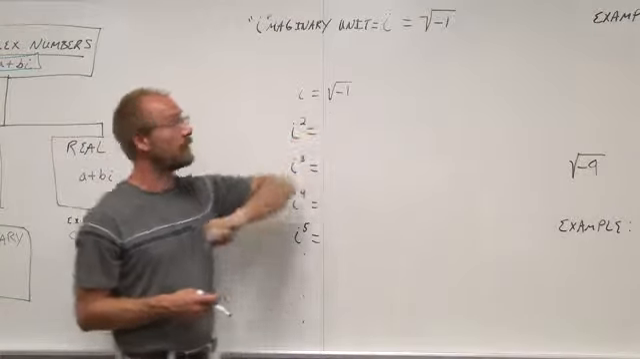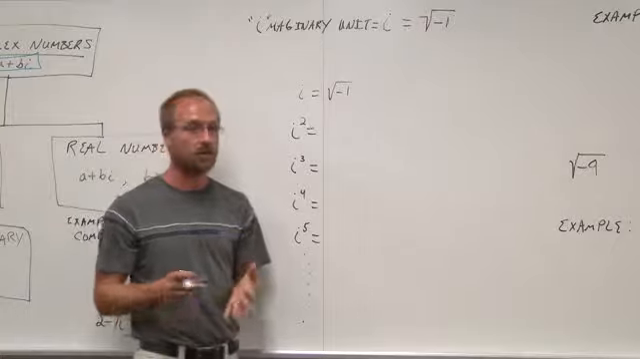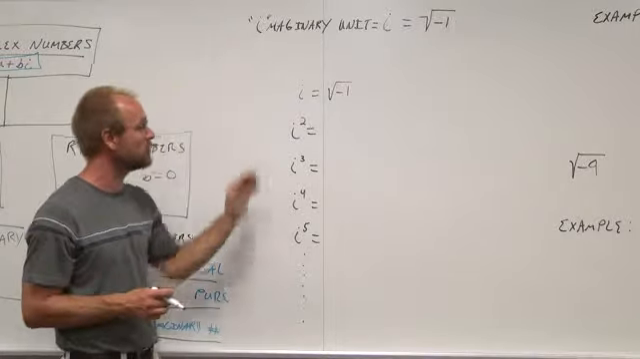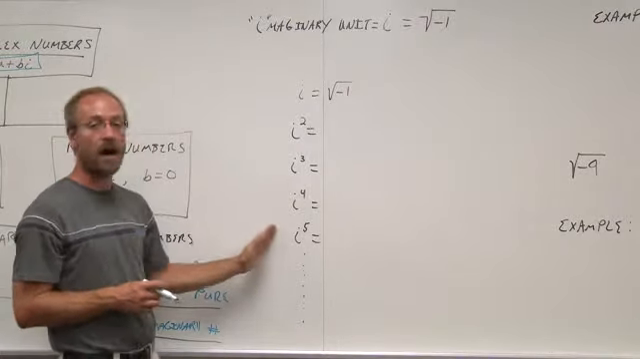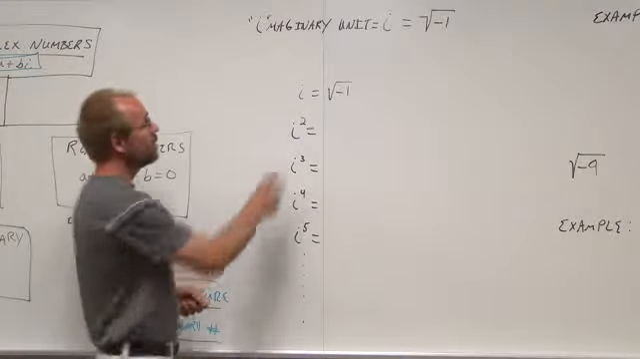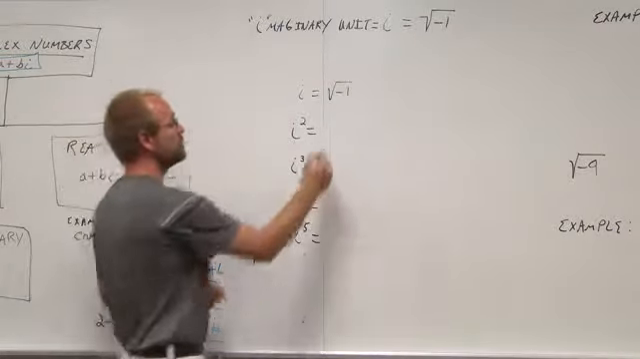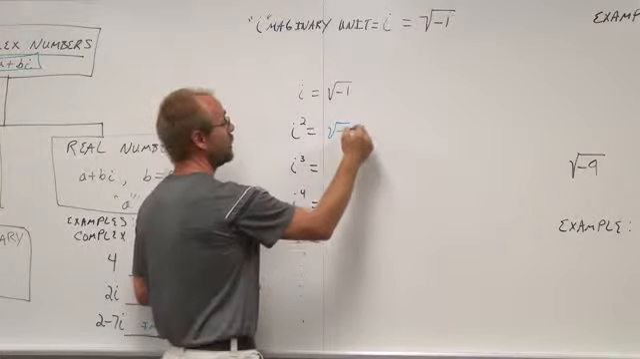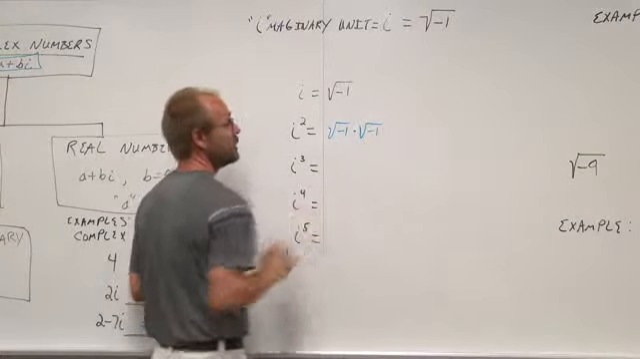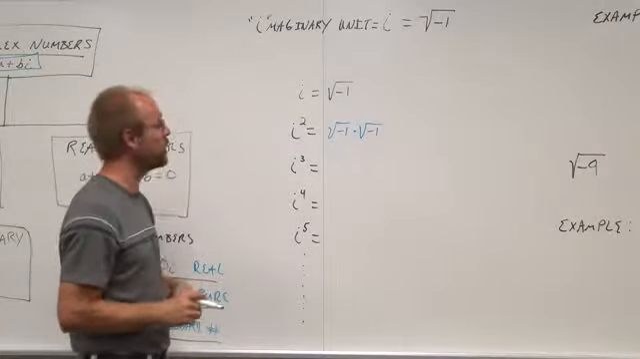If i is the square root of negative 1, we're going to eventually have to add it, subtract it, multiply, divide it, and do all kinds of other things with it. So let's look at the powers of i first. If i is the square root of negative 1, i squared, well, that's the square root of negative 1 times the square root of negative 1. That's what we do when we square something.